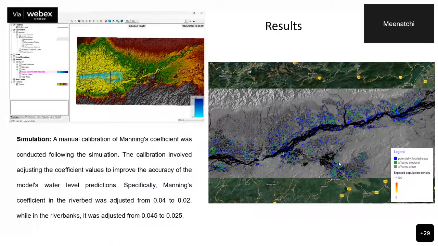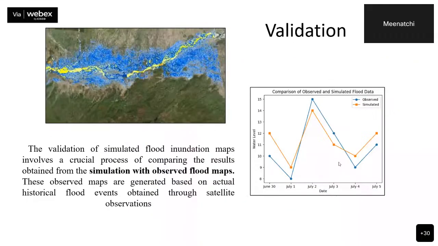And it places significant emphasis on hydraulic analysis, considering the flow behavior and interaction between water and the river channel. This model incorporates the hydraulics to model flow and flood inundation, the boundary conditions, channel geometry, and the roughness. It provides detailed insights into flood patterns and hydraulic behavior. And then we have to validate with already observed flood maps. These observed maps are generated based on actual historical flood events obtained through satellite observations. The simulated flood inundation maps have a very good match with the available observed flood maps.